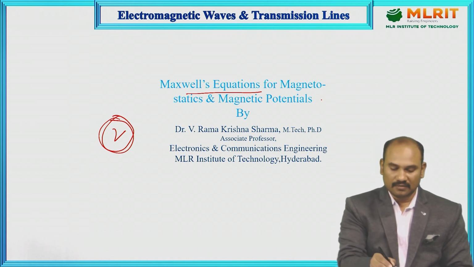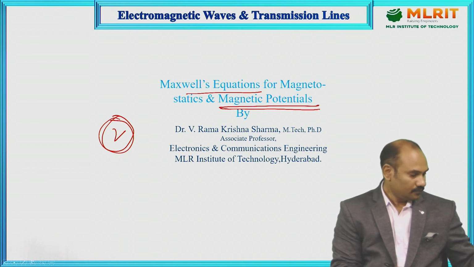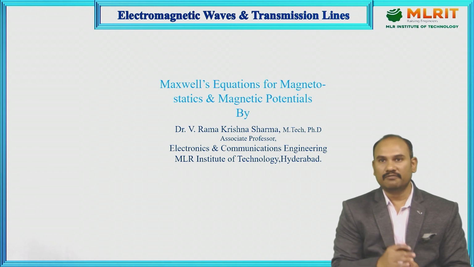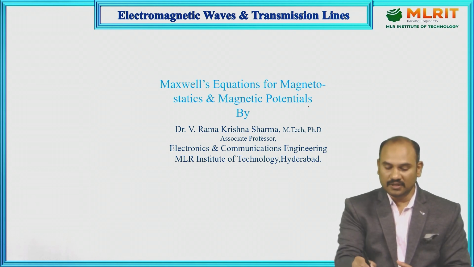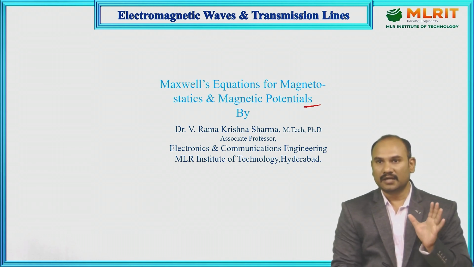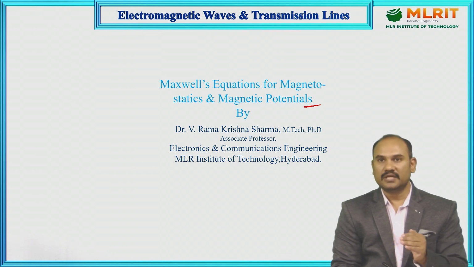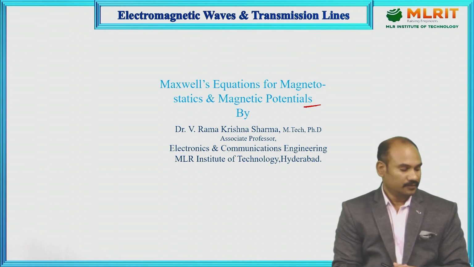In addition to that, we also have one more topic, magnetic potentials. Like we have electric potential in unit 1, we have magnetic potentials in unit 2. I am using the word potentials in plural, whereas in the first unit I said electric potential, singular. Here, magnetic potentials means there is more than one potential in magnetostatics. What are they? Why are there two magnetic potentials unlike a single electric potential? That will be discussed in this session.